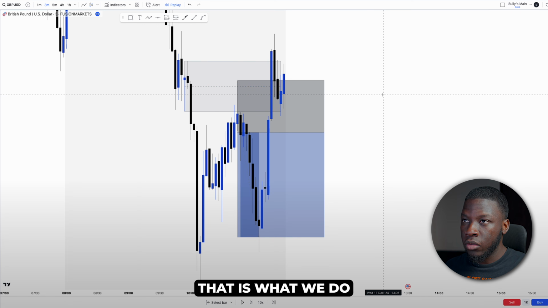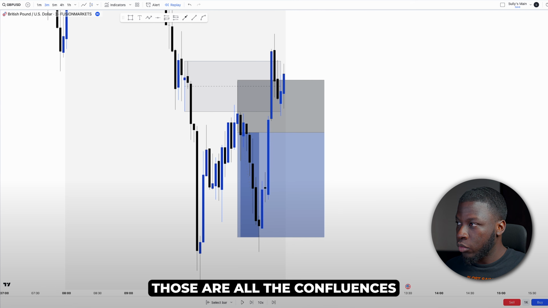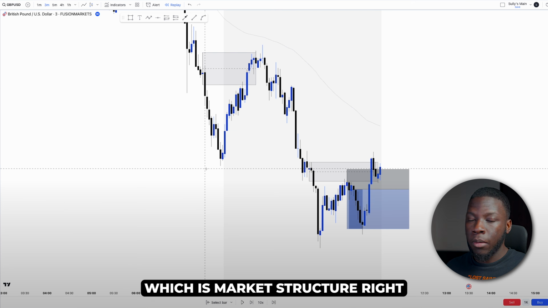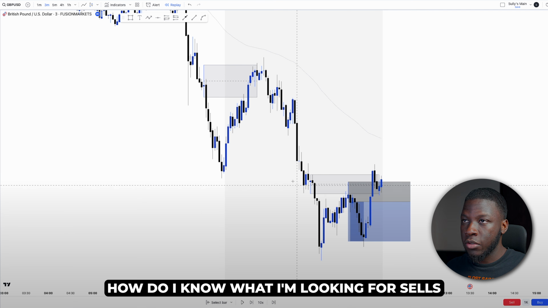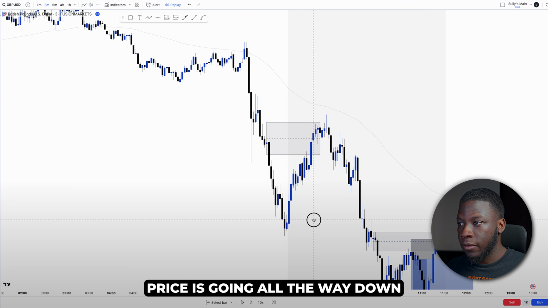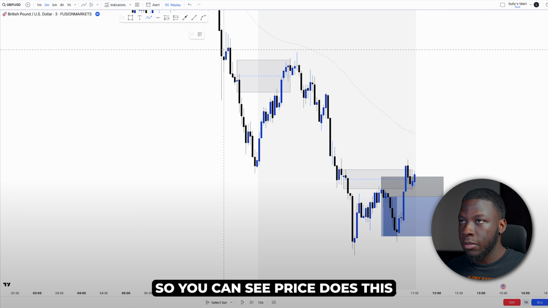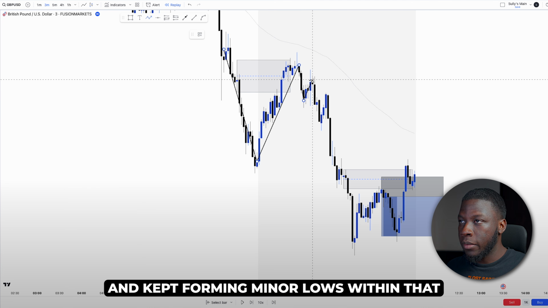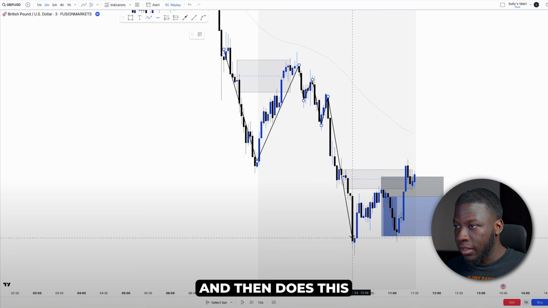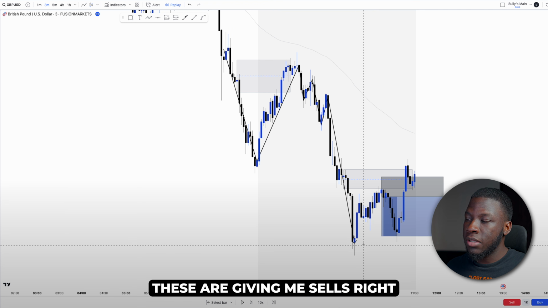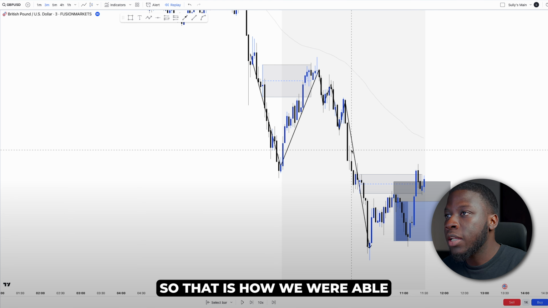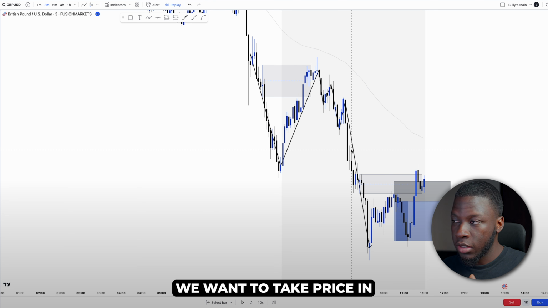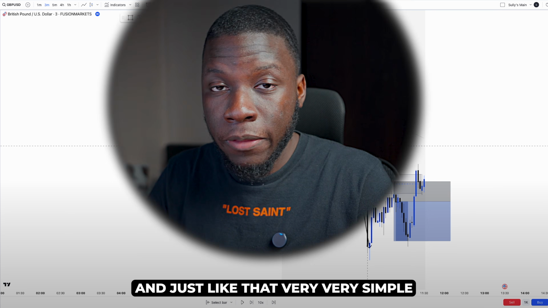That is what we do. Those are all the confluences. But even before that, actually, there's one that I did miss and I didn't tell you, which is market structure, right? How do I know that I'm looking for sells in the first place? Price is going all the way down. We're forming lower lows. So you can see price does this. Price hasn't broken this high. So price does this and kept forming minor lows within that, and then does this. So overall, these are giving me sells. I'm not buying. So that is how we were able to apply the market structure to know what direction we wanted to take price in. And just like that, very, very simple.